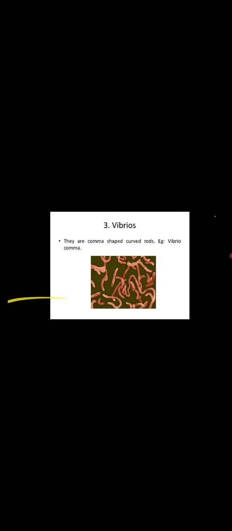Bacilli are rod-shaped bacteria. An example is Bacillus anthracis. It is derived from the Greek word bacillus, meaning a rod. In some bacilli, the length of the cell may be equal to its width. Such bacillary forms are known as coccobacilli, for example Brucella. Vibrios are comma-shaped curved rods, for example Vibrio cholerae.